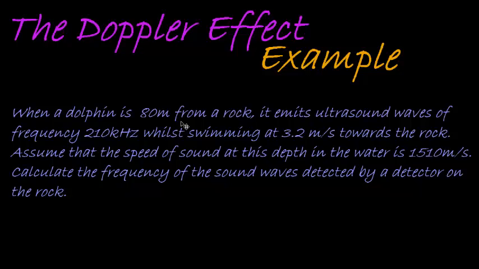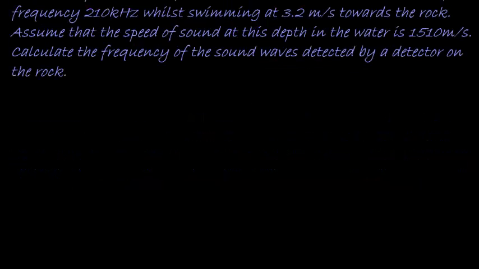When a dolphin is 80 meters from a rock, it emits an ultrasound wave of frequency 210 kilohertz, swimming at 3.2 meters per second towards the rock. Assume the speed of sound at this depth in water is 1,510 meters per second. Calculate the frequency of the sound waves detected by a detector on the rock.